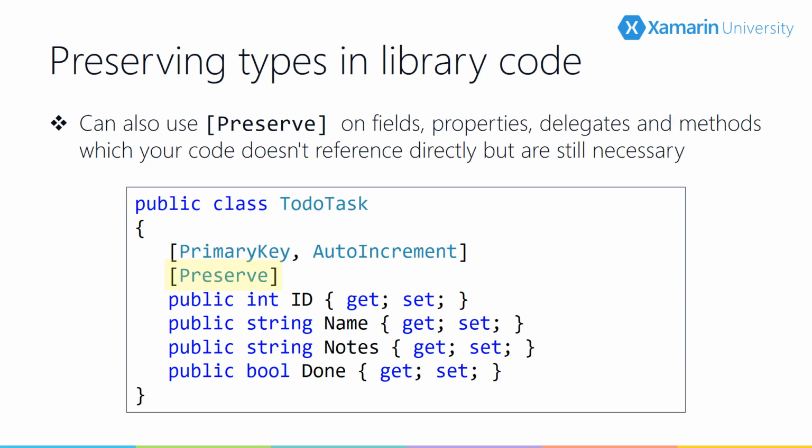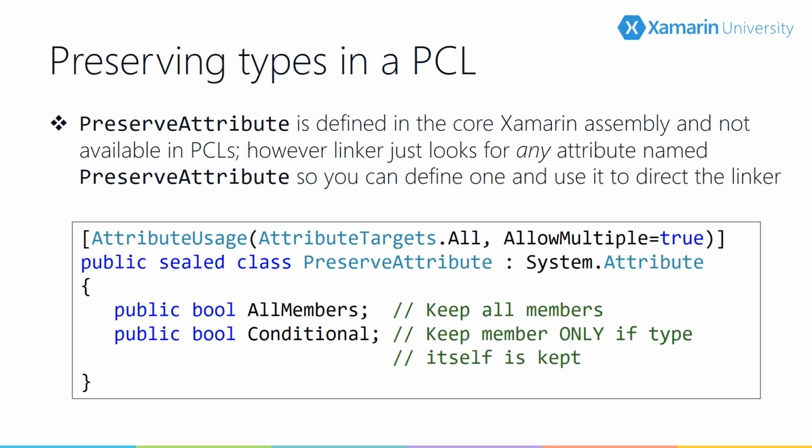Now, if it's just a specific field, a specific property, or a specific method, you can just put the preserve attribute right on the definition itself. So as an example, here we might not be referencing ID in our code directly, but we still want that field to be created in the database and therefore want it in the class definition. Probably a good idea.